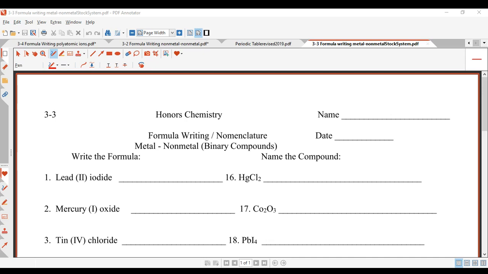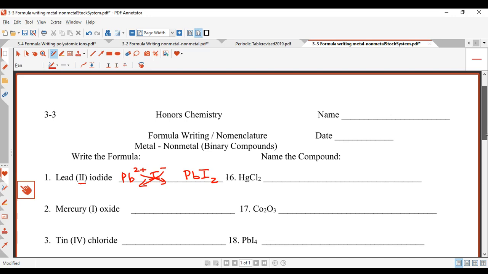So on the left-hand side, we're going to take the name, and we're going to write the formula. So here, if we look at lead(II) iodide, remember, this is the charge. So we're going to write the symbol for lead with the charge and the symbol for iodine with its charge. Remember, the nonmetal's charge will not change, but the metal here does have different charges, and that's why we're using the Roman numerals. So we're going to crisscross, just like we've been doing, and this will be PbI2.